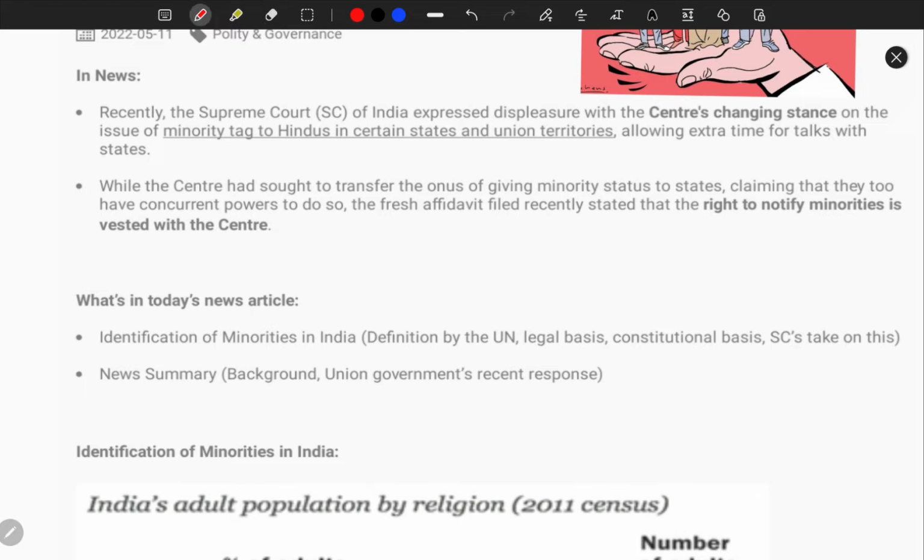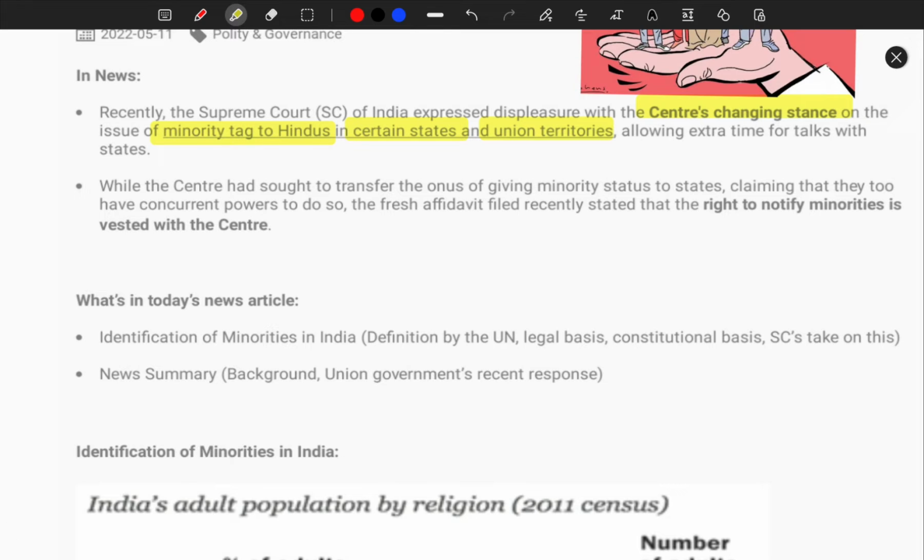In recent news, there is a PIL in the Supreme Court challenging the Centre's changing stance, which means the Centre had initially announced a few religions as religious minorities, but now it is changing its stance. Why? Because there is an issue of giving a minority tag to Hindus in certain states and union territories. This was the issue in the news. We shall see the issues in detail.